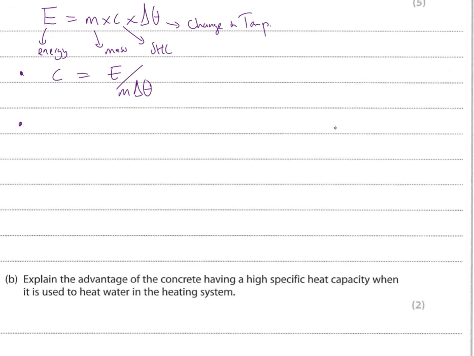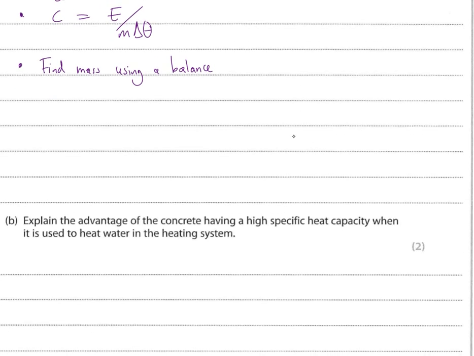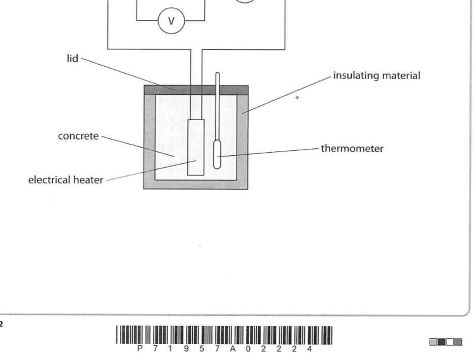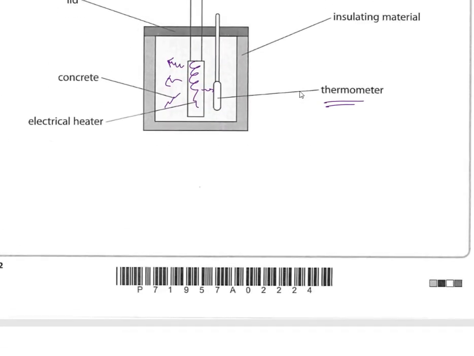First of all, what do we need? Let's start with the easiest one. We need to find the mass of this, so we find the mass using a balance. Good. Now, what else do we have? We've got the thermometer here, the concrete, of course, and the heating element. This is going to heat up first, and then all that energy will go into the block. Insulating material and so on.